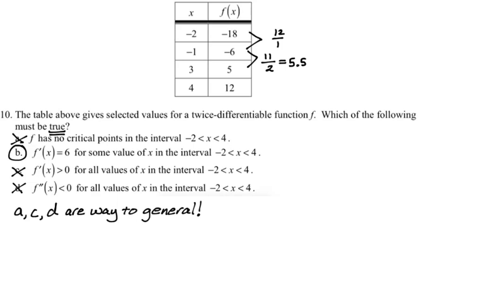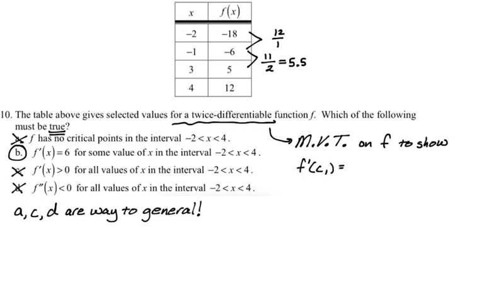I am okay here with generalizing. So you should be using 2.25 because it should be 11 over 4. But we know the function's twice differentiable, so we could use the mean value theorem on f to show that f prime must be equal to 12 for some value between -2 and -1, and f prime must be equal to really 2.25 for some value between -1 and 3. So we would be showing that the derivative is greater than 6 and then less than 6.